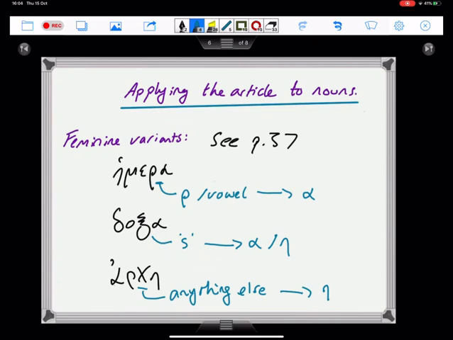Then have a go at the second half of practice 3.3.5, which gives you some noun and article agreements. Do these agree? And if not, what should the correct answer be?